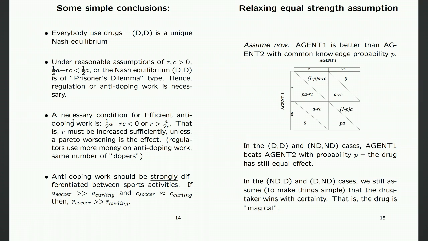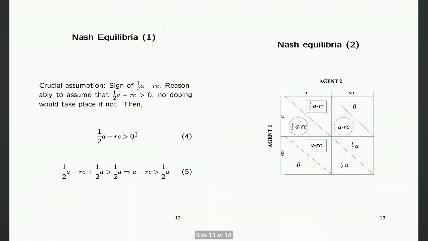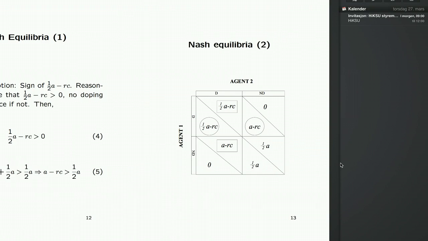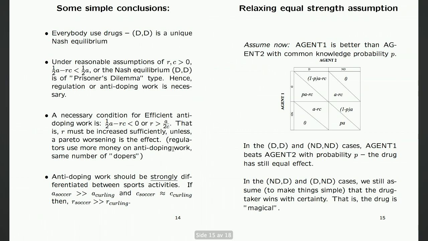Then if you look at the actual structure here, it says that a necessary condition for efficient anti-doping work. Efficient anti-doping work would be the opposite. In that case, we would have half an A minus RC being less than 0, and that would be no doping. Okay. Then we have a single unique Nash equilibrium down here. To achieve that, we can look at this inequality, obviously, or if we like, we can write it like this. Throwing RC on the right hand side and dividing by C, we get that R must be bigger than A divided by 2C.